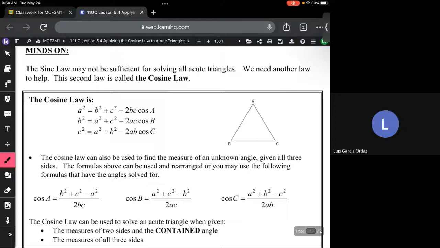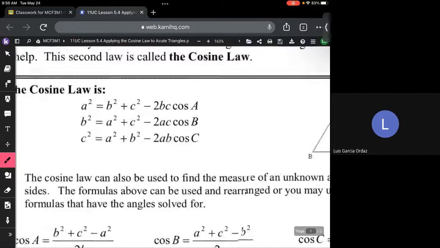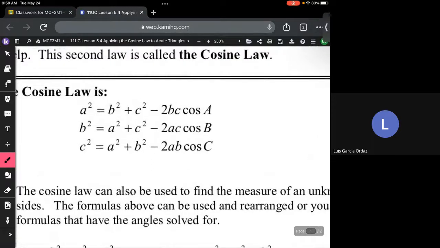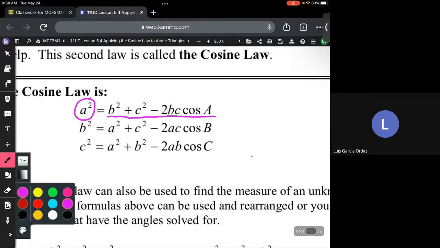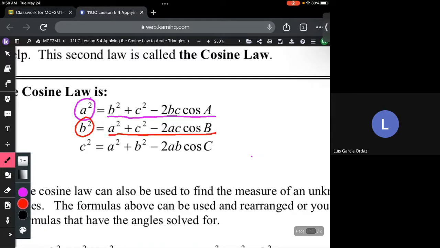Cosine law is annoying depending on the side you want to find. For example, if you want to find side A, you're going to have to use this formula over here. Yeah, it's a long formula. If you want to find side B, you're going to be using this. And if you want to find side C, you're going to be using this version of the cosine law.